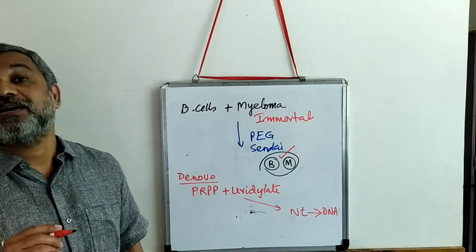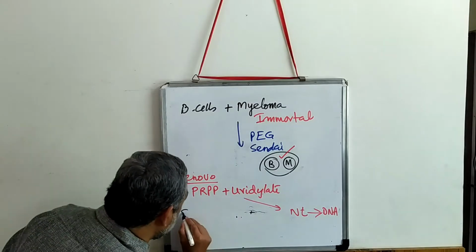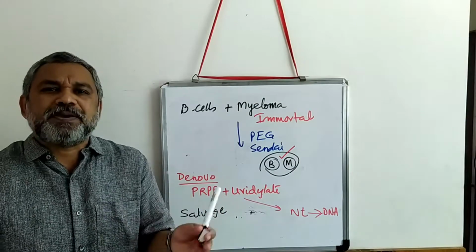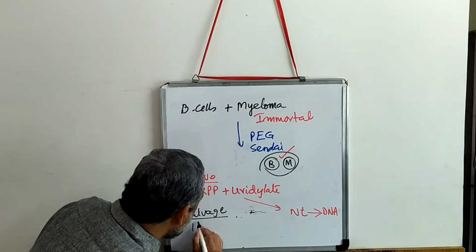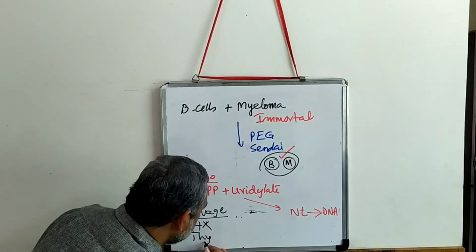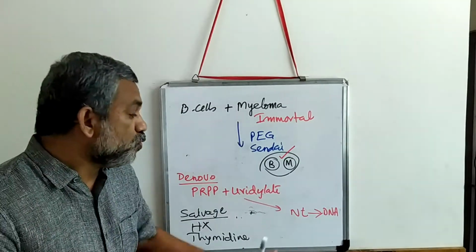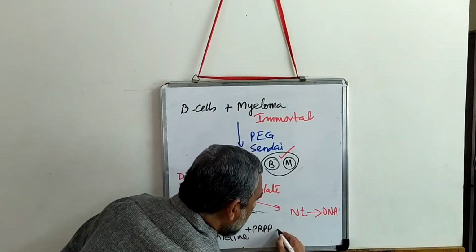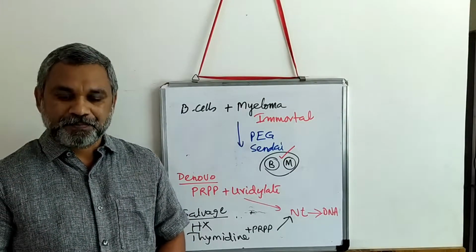nucleotide is you have something called a salvage pathway. What happens in the salvage pathway? In the salvage pathway, all the broken pieces are brought together, assembled, and nucleotide is made. So in salvage pathway, hypoxanthine is used. You can use thymidine, hypoxanthine, thymidine. These can be used in order to make a nucleotide. To that, PRPP is added and nucleotide is made that is used for synthesizing DNA.